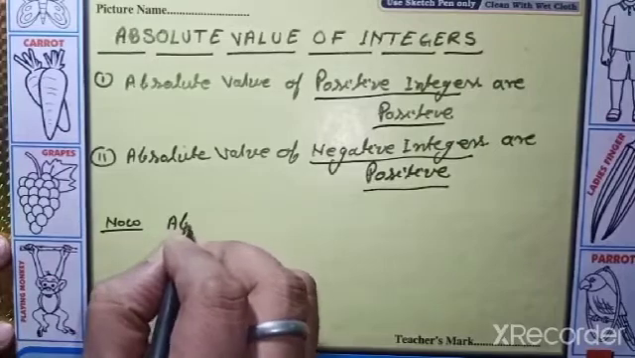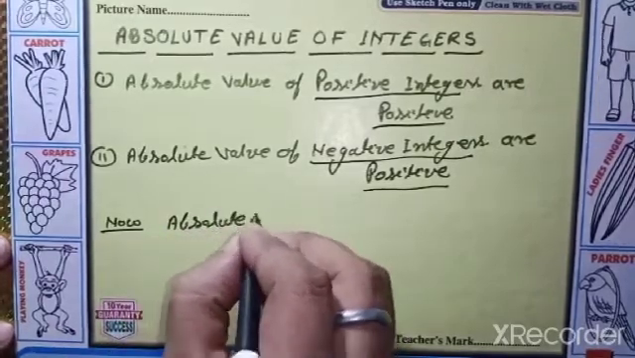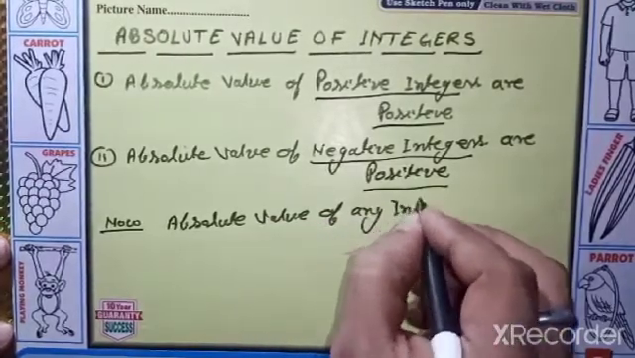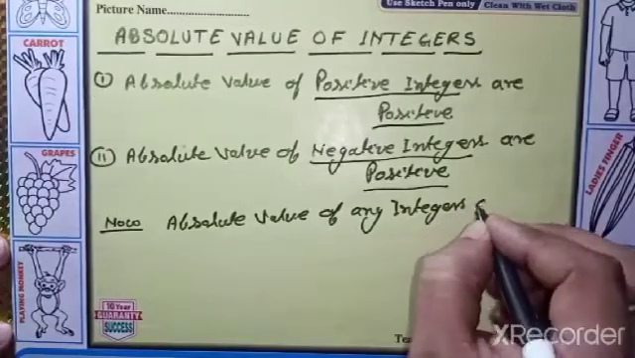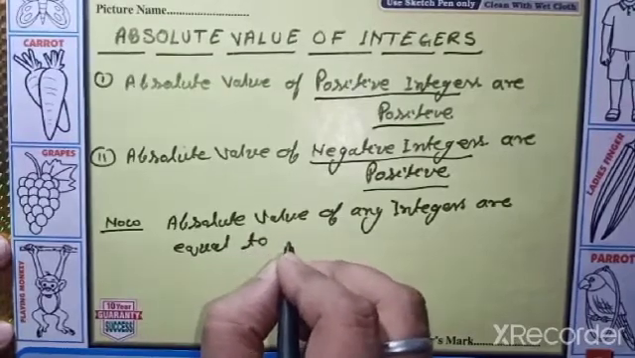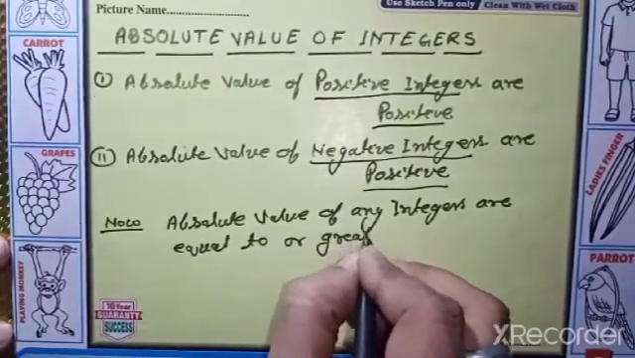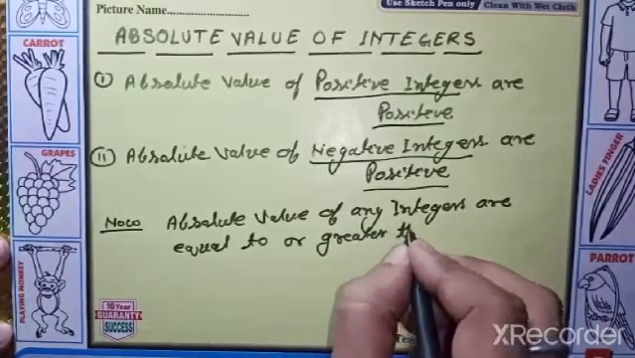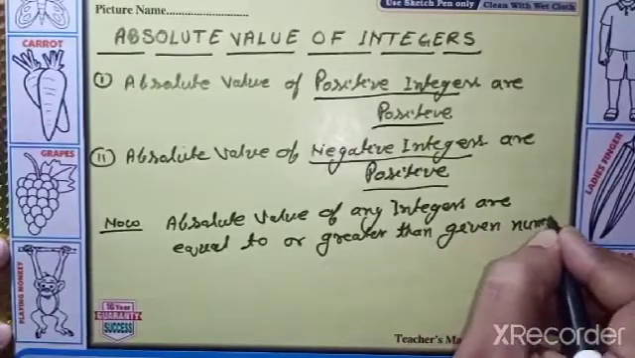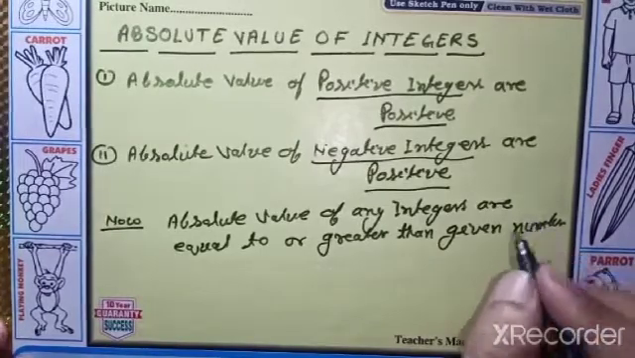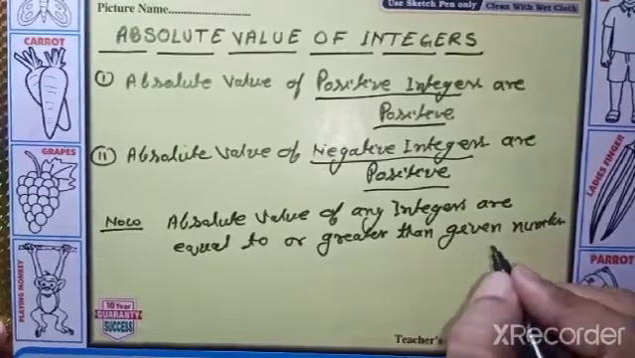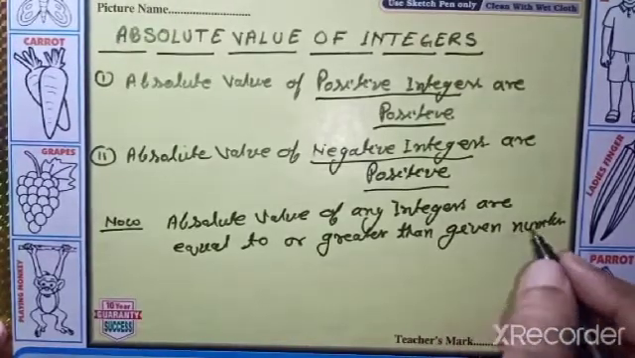Now the absolute value of any integer is equal to or greater than the given number. It cannot be less than the given number. Absolute value may be equal to or more than the given number.